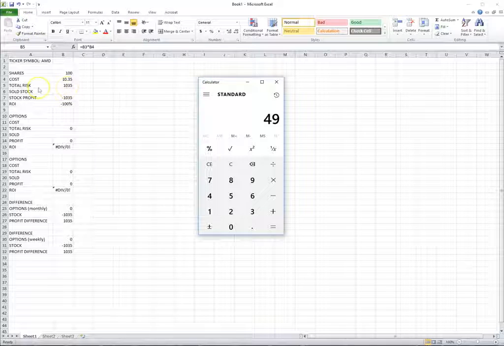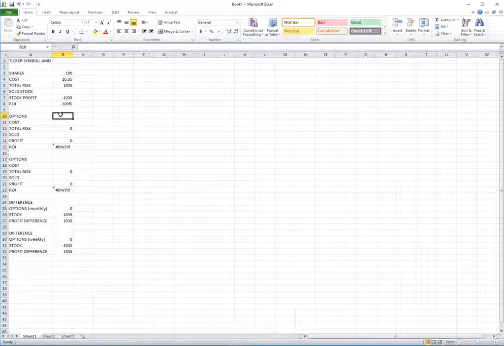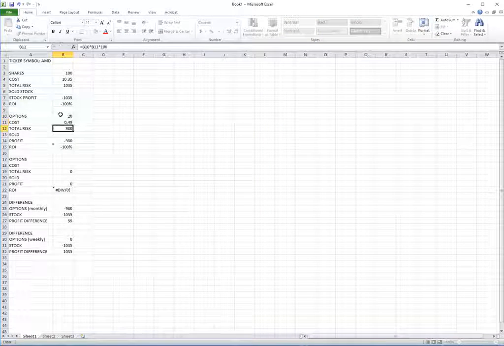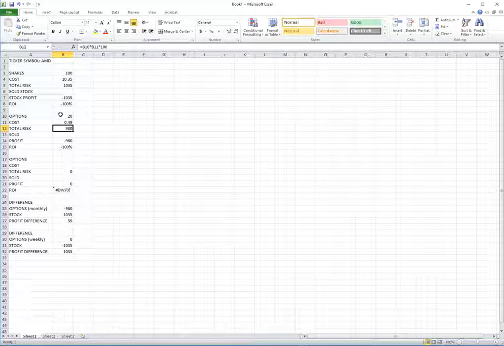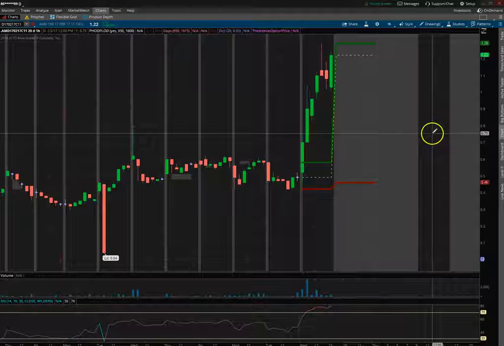My total risk was $1,035 buying shares. For this example, I'm going to say $1,000 worth of risk. It costs me $49 per contract, so I can trade approximately 20 contracts. Let's do the math here. 20 contracts at 49 cents, my total risk for this is $980. That's all I can lose on this. Now let's look at the option chain.